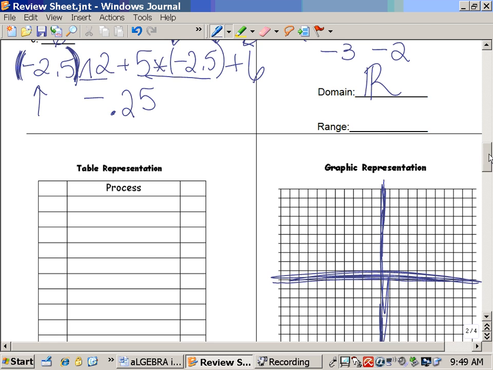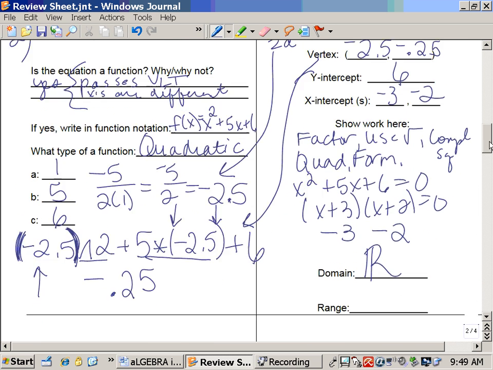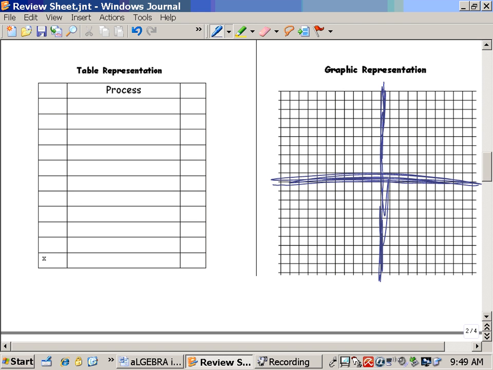All right, so my vertex was negative 2.5 and negative 0.25. Oh, look, I can't even see it because I made it so fat. Can I have a do-over? Okay, negative 2.5. It's really, really close. Okay, what are my x-intercepts? Negative 2 and negative 3. Oh my gosh, those are so close. And then the y-intercept was 6.